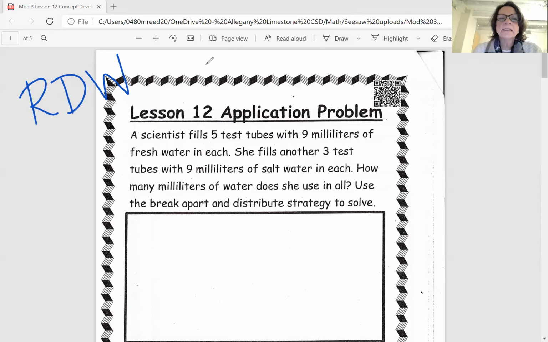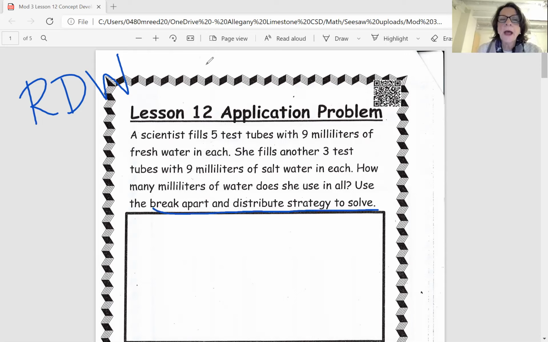A scientist fills 5 test tubes with 9 milliliters of fresh water in each. She fills another 3 test tubes with 9 milliliters of salt water in each. How many milliliters of water does she use in all? Use the break apart and distribute strategy to solve. So often on the application problem, we can use whatever strategy we want, but on this one, they're telling us specifically to use the break apart and distribute strategy.